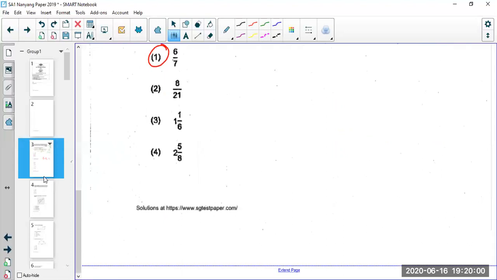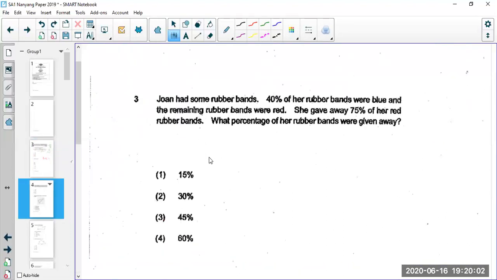Okay, next one. Question number 3 looks a little hard. Now, how to do this? If you're confused with the percentage, then you change it to fraction. If you're not good with percentage, then you get rid of the percentage. Your 40% is 40 over 100. Percentage to fraction is always over 100. Then for simplest form, you divide by 10, you get 4 over 10. Then continue to divide by 2, and your simplest form is 2/5.